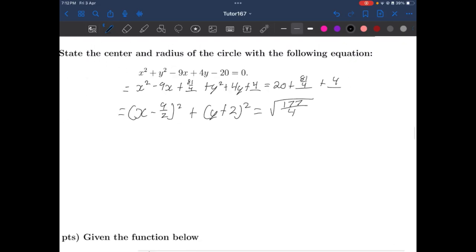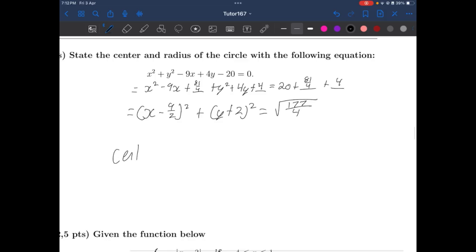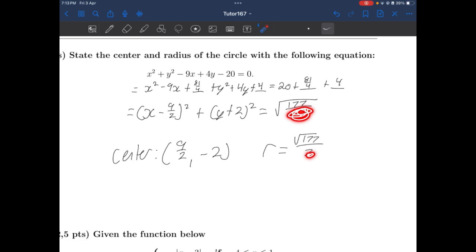Right? So now, our center would be positive 9 over 2, because when we take it outside of the formula, it would be positive 9 over 2 and then negative 2. And then the radius would be the square root of 177 divided by 2, because you could take the square root of 4, that's just 2, but you can't take the square root of 177. So this would be our final answer.